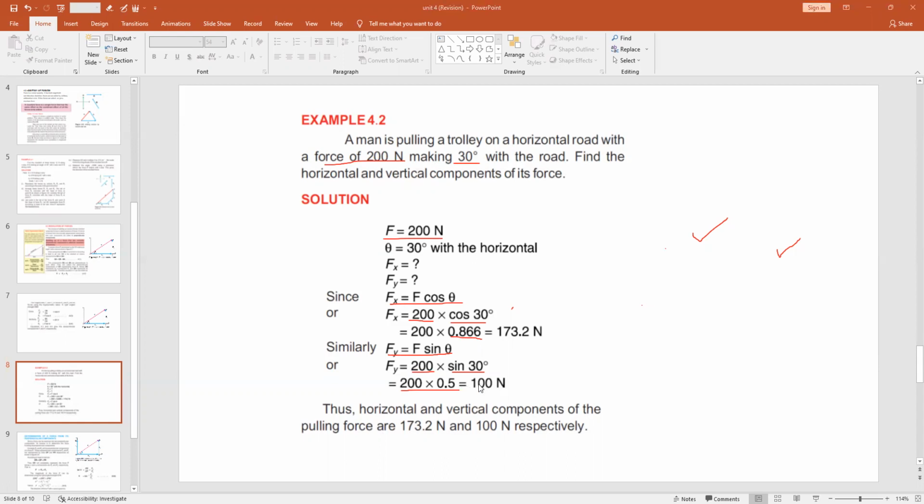So these are the two components that can easily be found if we know their values. The horizontal and vertical components of the pulling force are 173.2 Newton and 100 Newton respectively. So these are the values of Fx and Fy.